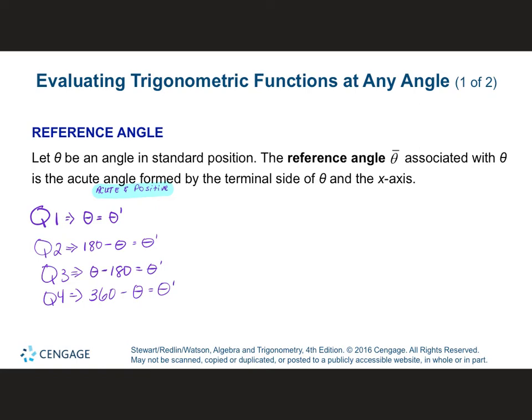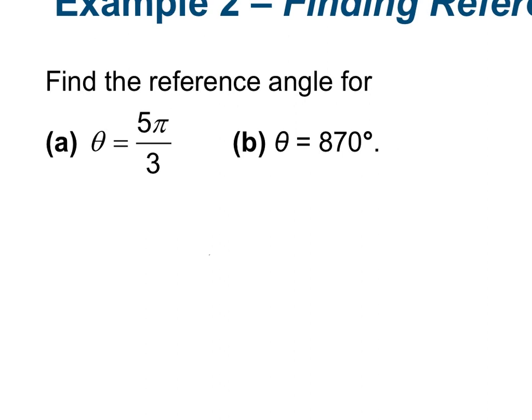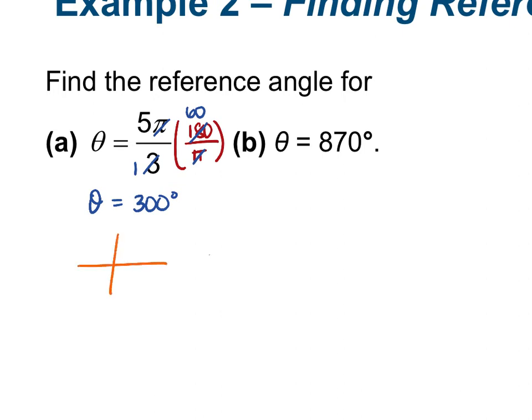With these, if we look at example 2, we're finding the reference angle for each of these. For A, it gives us theta is 5 pi over 3. Turn that 5 pi over 3 into degrees. Multiply it by 180 over pi. Your pi's cancel out. 3 becomes 1. 180 becomes 60. So we're just doing 5 times 60, which is 300 degrees. From here, think about where the 300 degrees is. On your coordinate plane, your 300 degrees is about here.